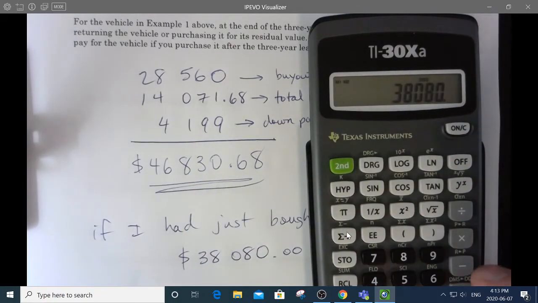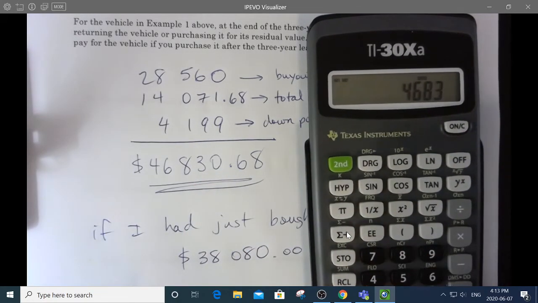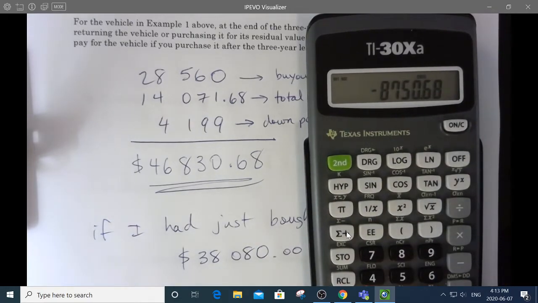So basically, take this number minus that one. I'm sorry, I erased my other number. Minus $46,830.68. So basically, that lease for 3 years cost me almost $9,000 over 3 years. So that's roughly $3,000 a year just to lease the vehicle.